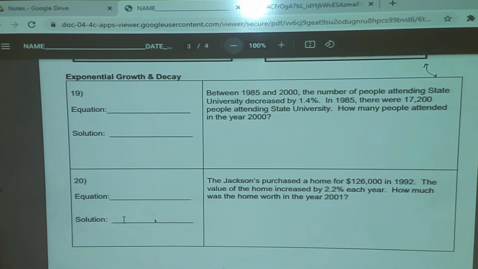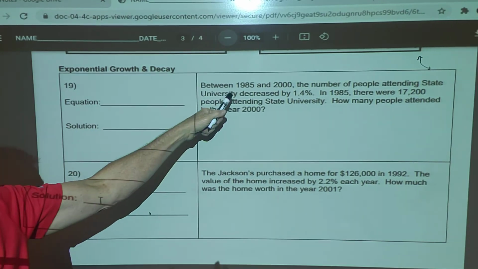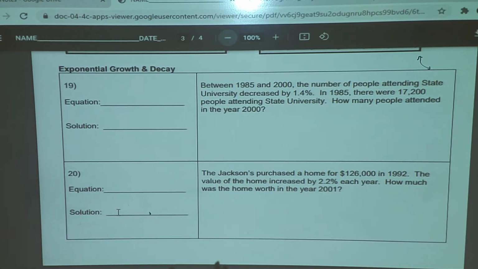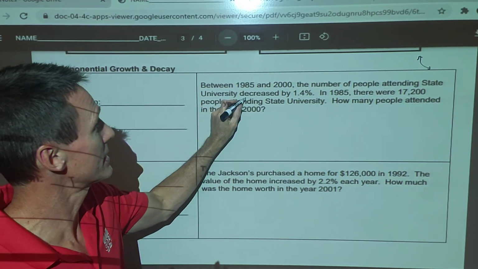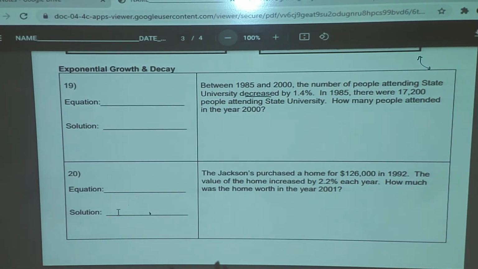All right, problem 19, exponential growth and decay. Between 1985 and 2000, the number of people attending State University decreased by 1.4%. In 1985, there were 17,200 people attending State University. How many people attended in the year 2000?